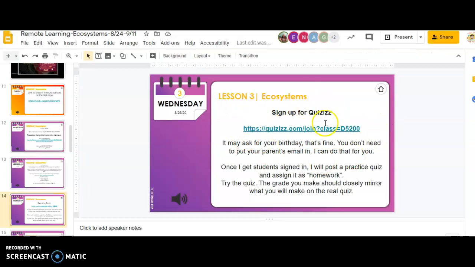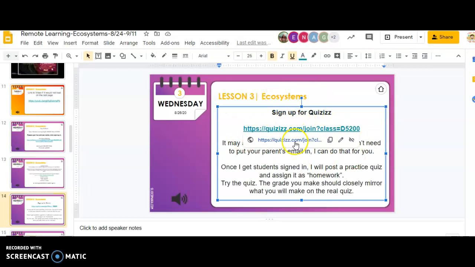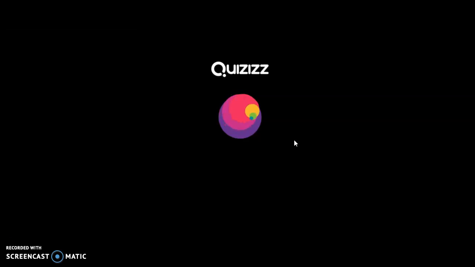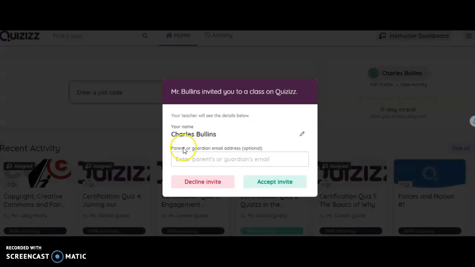I do want you to sign up for quizzes. If you click this and go to this link, it's going to take you to another page. It's going to look similar to this, although I think it's going to go ahead and log me in because I've already logged in. Sign in with Google. If it asks for your birthday, just put that in. You do not have to do this portion for your parents. I will do that for you. Accept the invite. That is all you have to do. There are no quizzes today. I'm going to show you tomorrow how to do the quizzes.